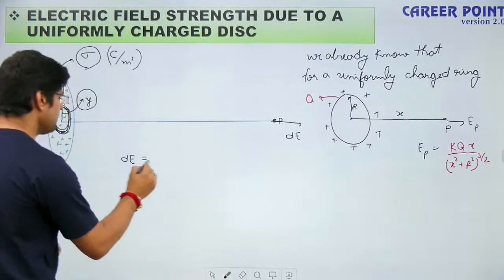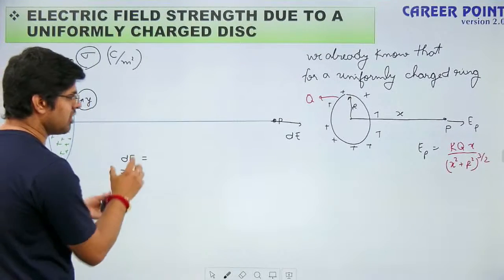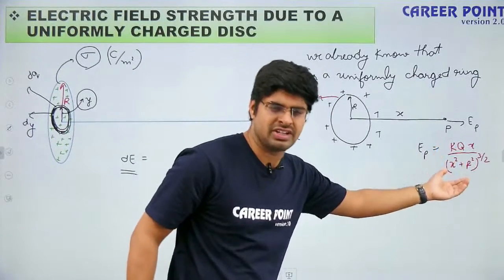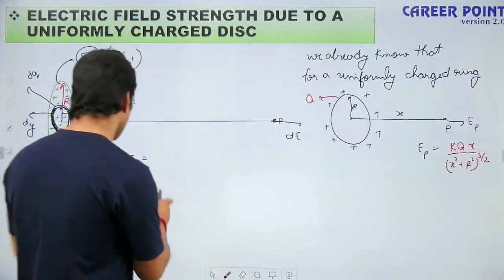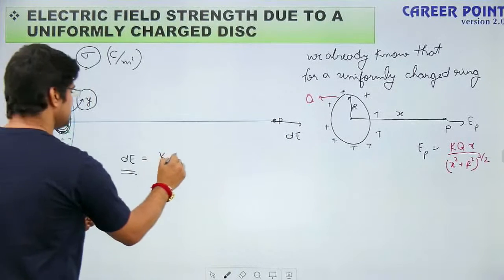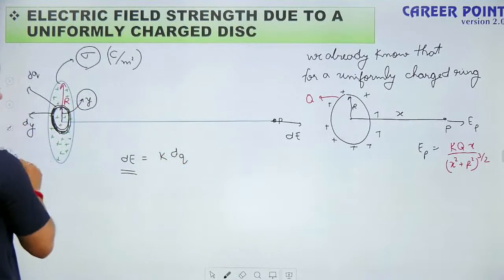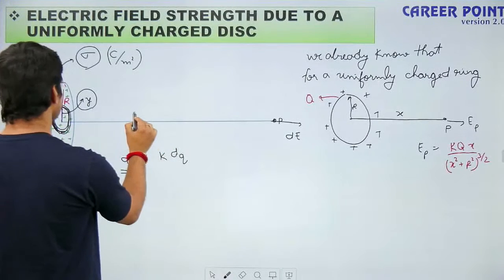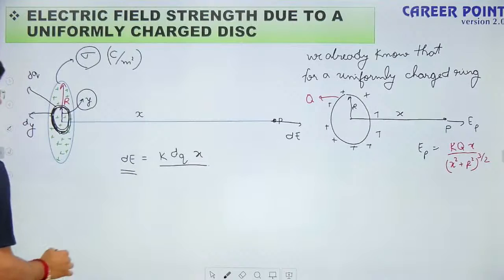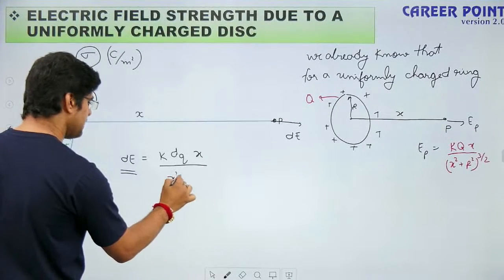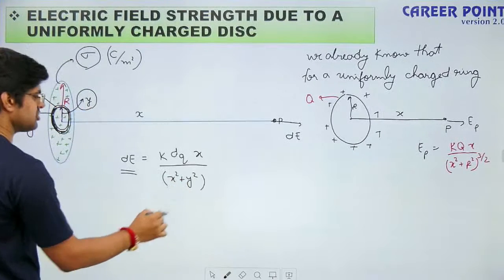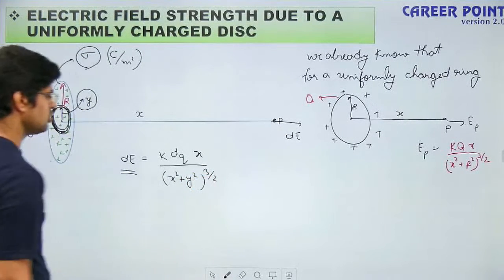Now what will be the magnitude of dE? Taking inference from the same formula which we have already derived, I write K as it is. Instead of Q, I write the charge of this elemental ring, dQ, into the distance of point P from the center, let's say distance is x. So I write dE equals K dQ x divided by (x square plus y square) raised to power 3 by 2, where y is the radius of the ring.